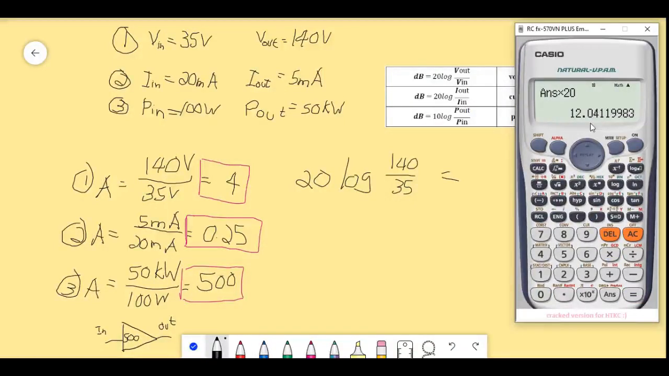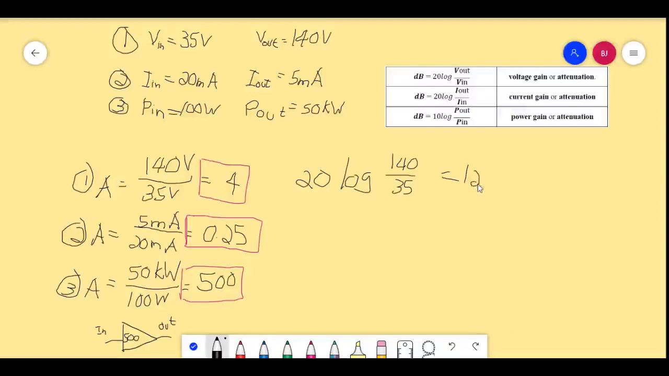Then you get 12.04. And this time around, it would have a unit, which is in decibels.